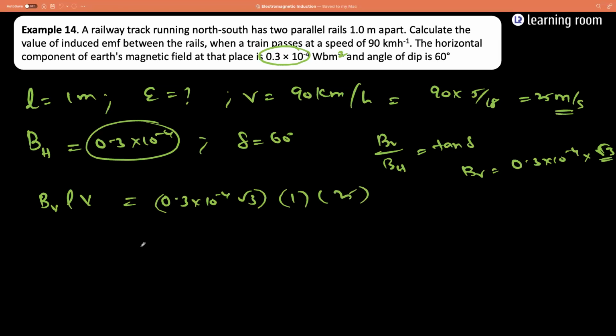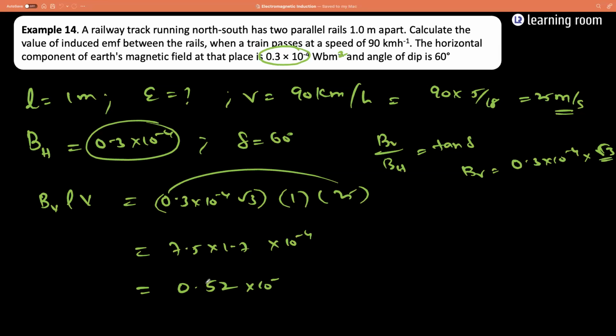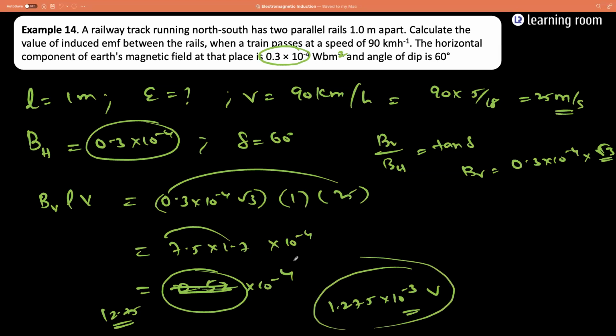1 into 25. So how much did you say? 25 into 3 is 0.75. Sorry, 7.5. 7.5 into 1.7. Is this what you did? Yes, sir. So 7.5, 0.52 into 10 to the power minus 4. How are you getting 0.52? I directly multiplied, I didn't take 25, sir. I just took 0.3 and root value as 1.73. But you should get 12.75. This value should come out as 12.75. So 12.75 will come out as 1.275 into 10 power minus 3 volt. This is the answer. Got it?